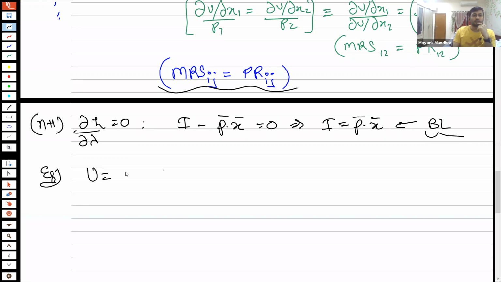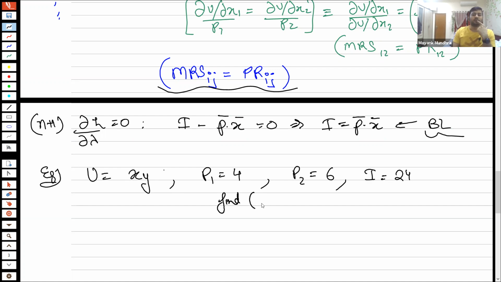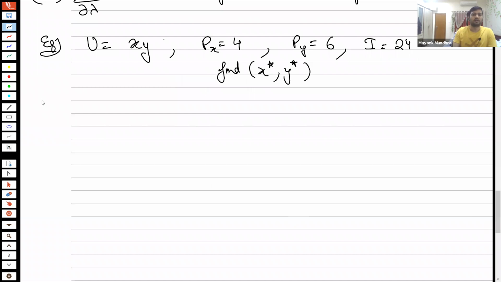Suppose utility equals xy. Utility is xy, and price of good x is 4. Price of good y is 6, and income is 24. So find the optimal bundle, x star comma y star. This is your first question.